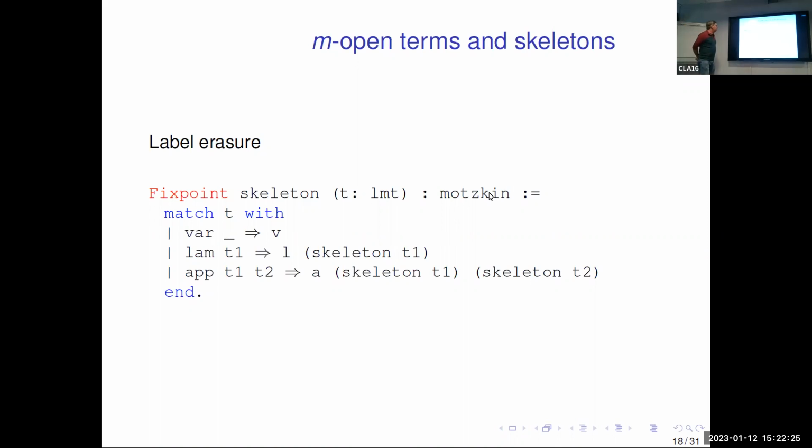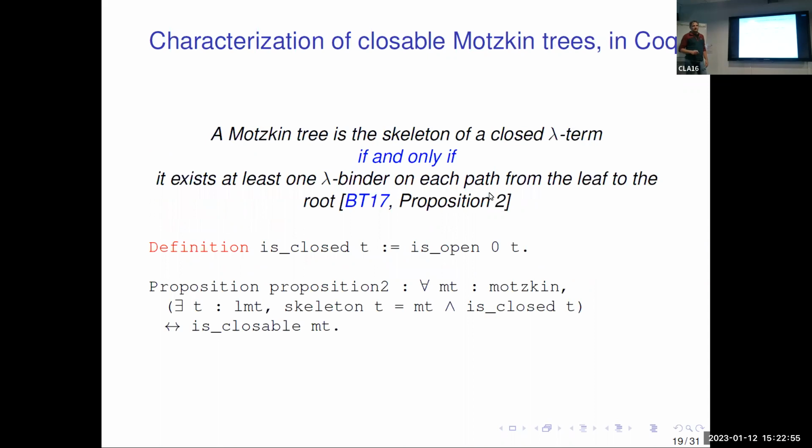Now we need a skeleton function, which is a label erasure function. You take a labeled Motzkin tree and you just transform it into a Motzkin tree. It's fairly easy to achieve. You do it by induction on the structure of the labeled Motzkin trees. You just forget about the natural number, which is the index of the variables, and replace it by V. And all the rest just follows the structure.